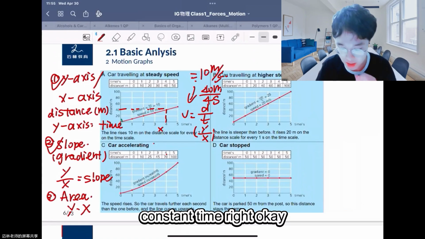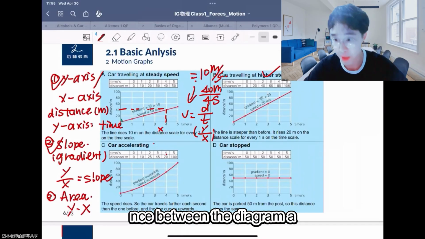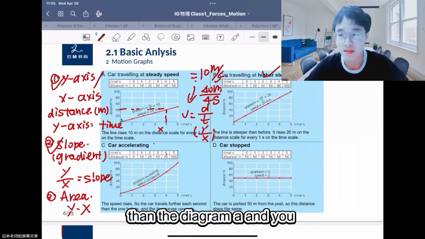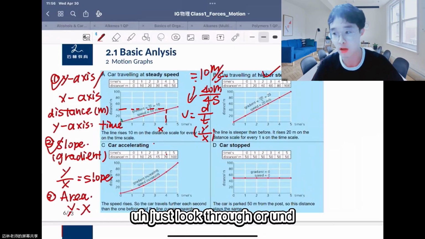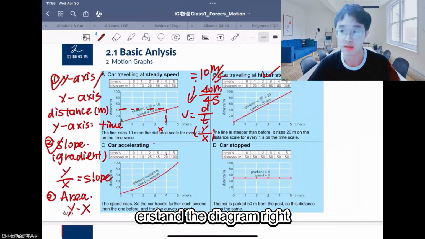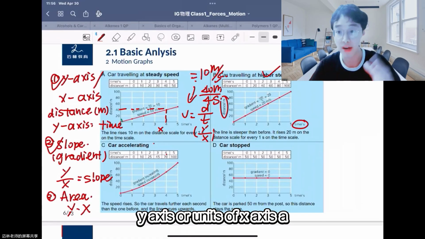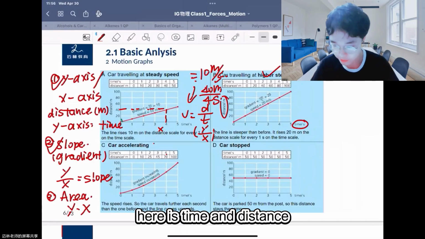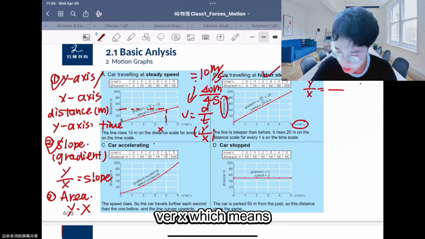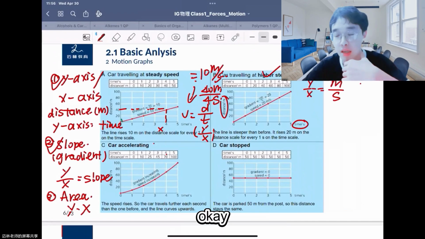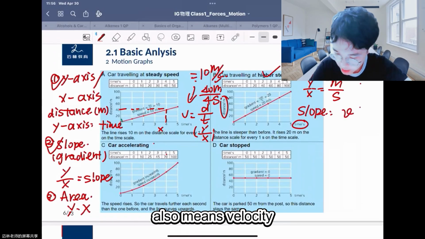Okay, in diagram B there is a little difference from diagram A. The slope is steeper than diagram A, and you can also use the same steps to understand the diagram. First, we find the x-axis and y-axis, or the units of them. Here it is time and distance. The slope of the diagram is y over x, which means meters per second, so the slope also means velocity.